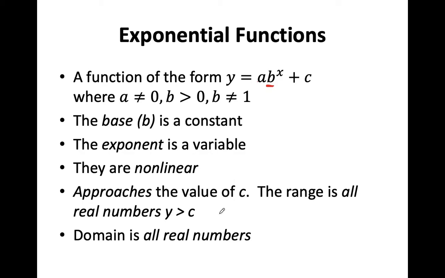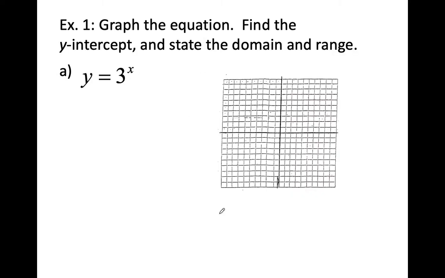All right, so most of the first examples are going to ask you to graph. So here's your first one. Graph the equation, find the y-intercept, and state the domain and range. Okay, so like I said, you can just draw a coordinate plane if you want. Basically, you need to make a t-chart. It's really the only way to graph these. So pick some negatives and some positives for your x values. That's the easiest.